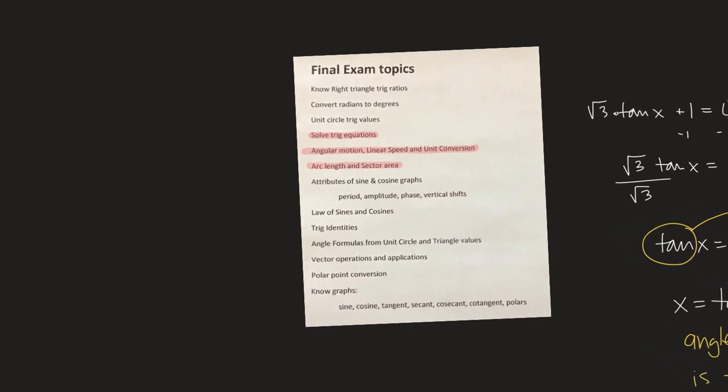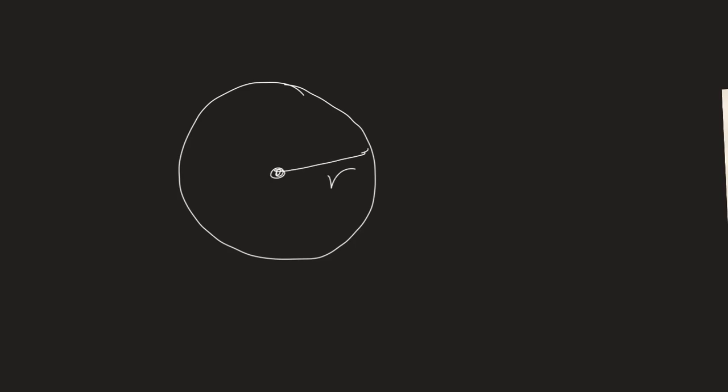And then our last one, arc length and sector area. So if we have a circle, all circles have a radius. And then we're going to talk about the central angle. Okay, so what we can do is we can find the length of the arc, right? So the length of the arc in between our 2 radiuses. So this is going to be your arc length. Let's just call this arc length x.